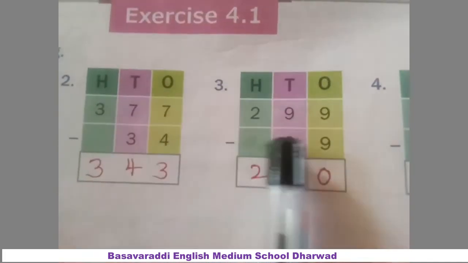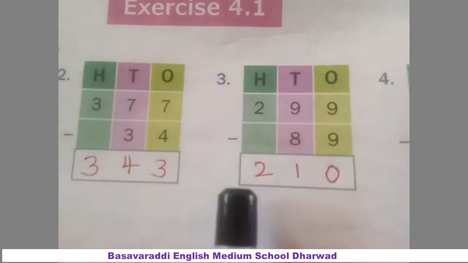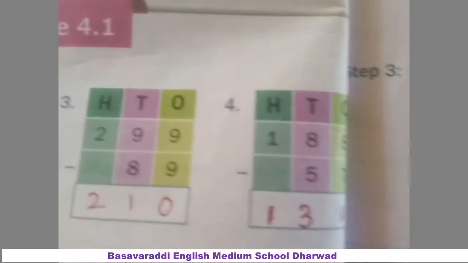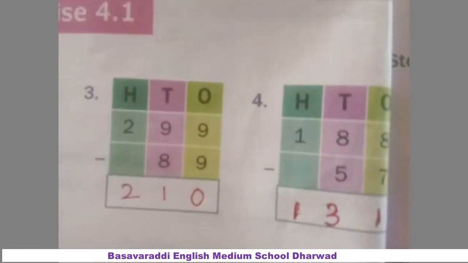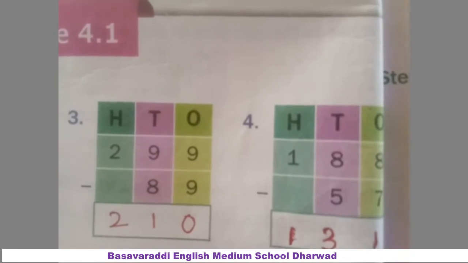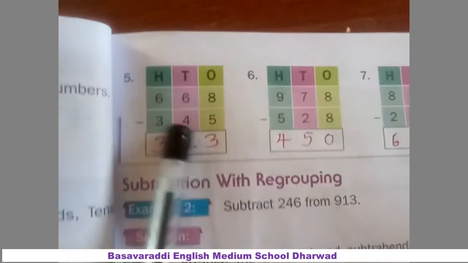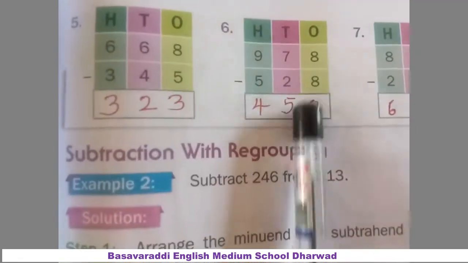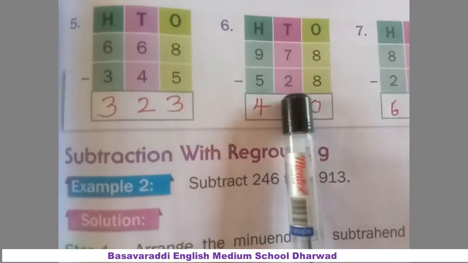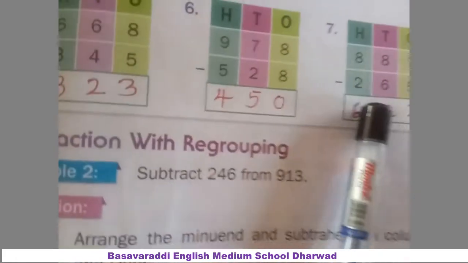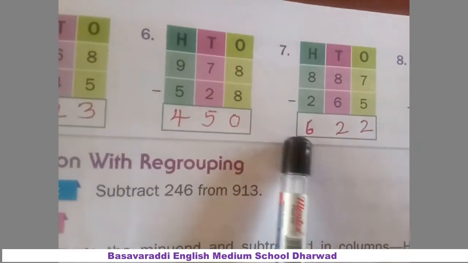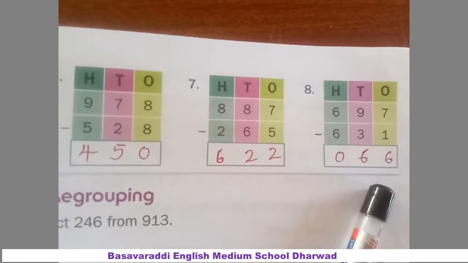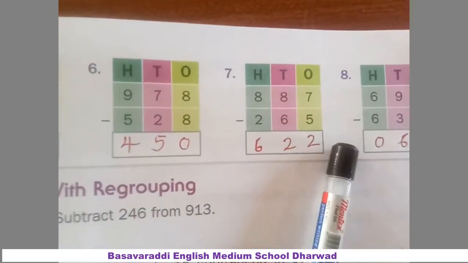299 minus 89. The answer is 210. The fourth one, 188 minus 57, is 131. Then 668 minus 345. The answer is 323. Also 978 minus 528, the answer is 450. 887 minus 265 is 622, and 697 minus 631, the answer is 66. You have to write this exercise in your fair book.